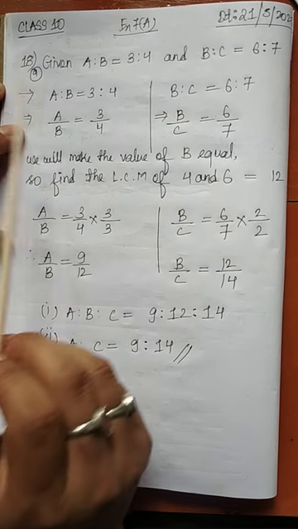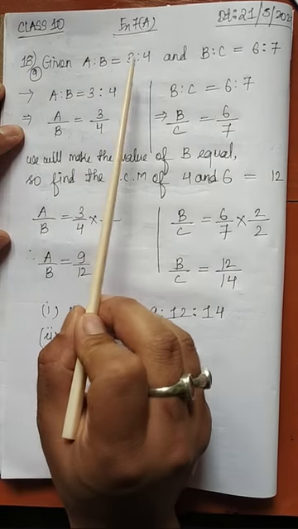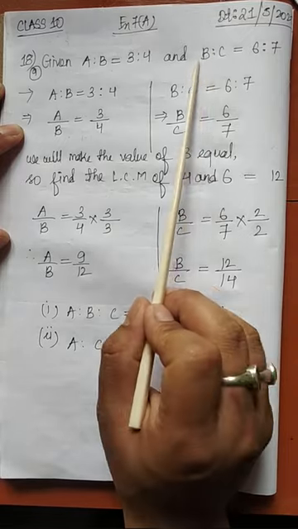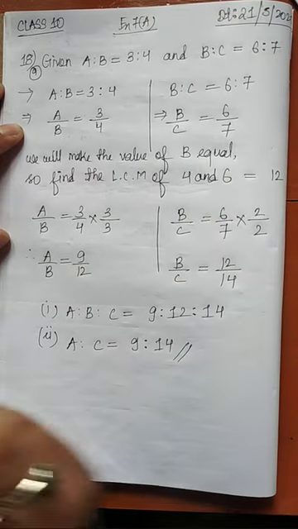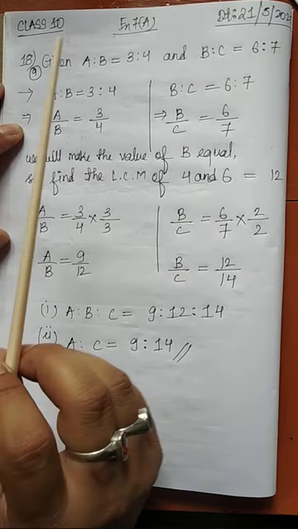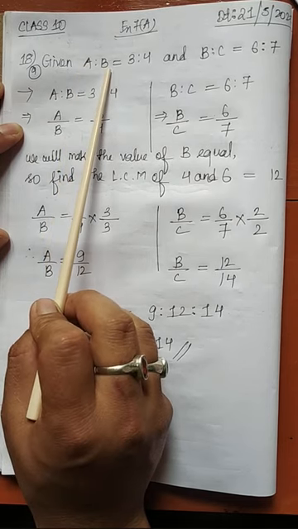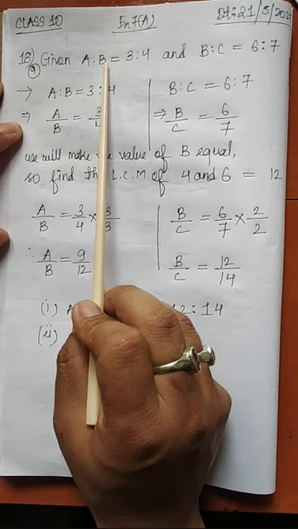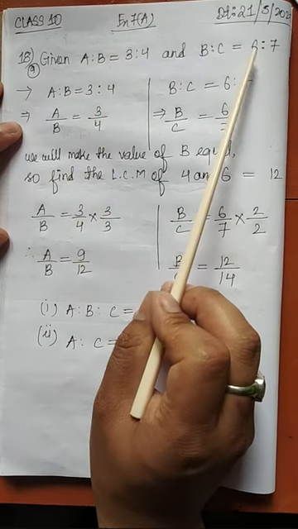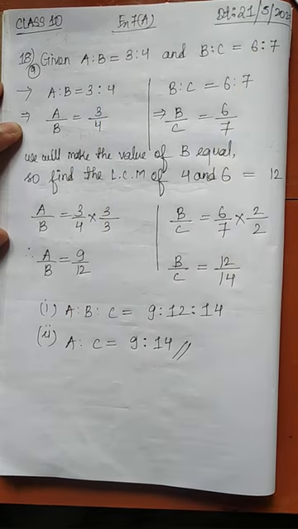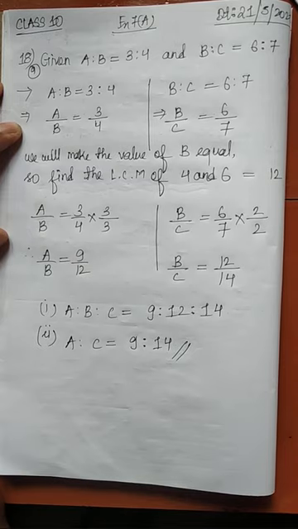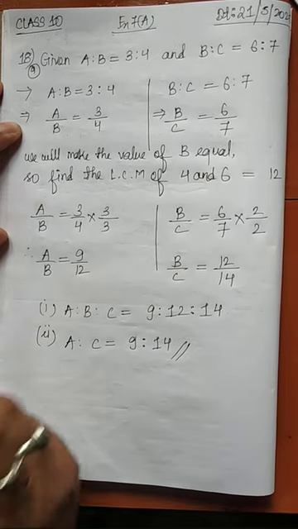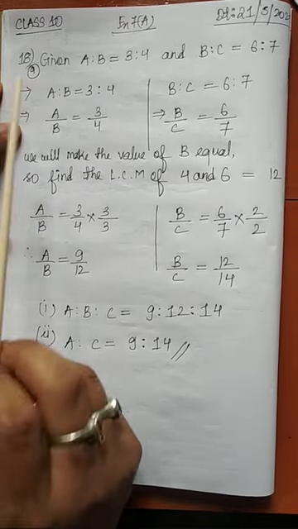Read the question. Given A is to B is equal to 3 is to 4 and B is to C is equal to 6 is to 7. A is to B is given and B is to C is given to us. So you can see there are two values of B, B equals 4 and B equals 6, at the same time. And the question is asking you to find the value for A is to B is to C.